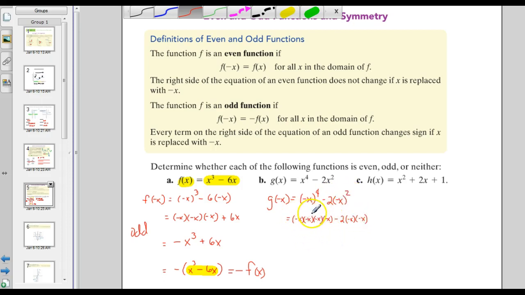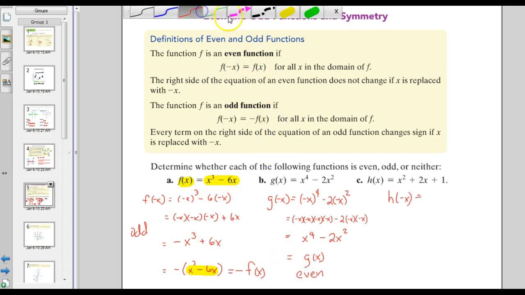So negative times a negative times a negative times a negative, an even number of negatives, makes a positive, and then this is x to the 1, 2, 3, 4. Alright, and then a negative times a negative is a positive, and then 2 times x is 2x squared. And if you look, x to the fourth minus 2x squared, this is g of x. So g of negative x is equal to g of x. It's an even function, so this is even.